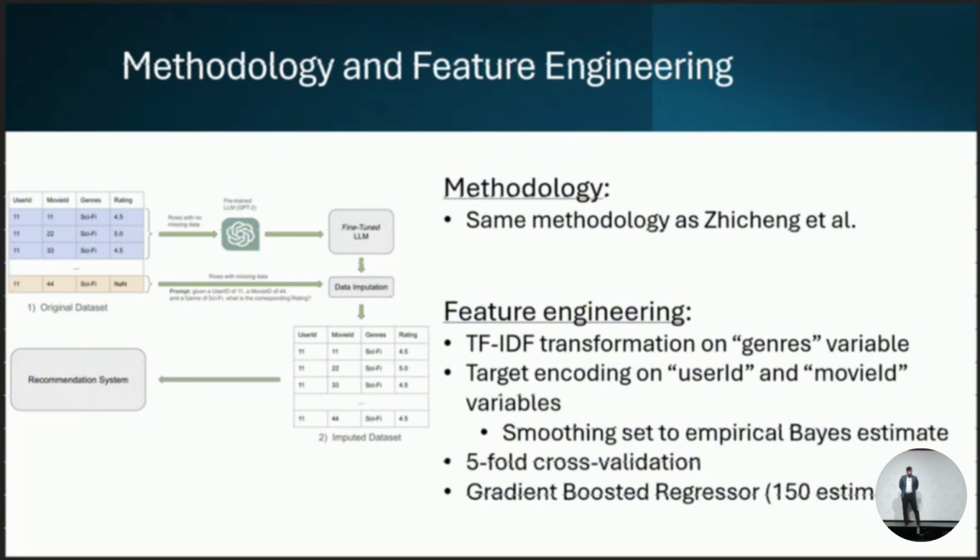Target encoding on the user ID and movie ID variables, really just because of the high cardinality of these variables. In the full data set, there's something like 27,000 users and movies altogether. So I really needed to bring that down.